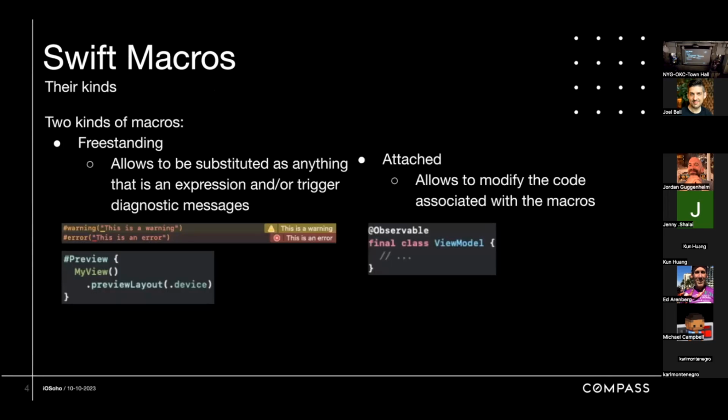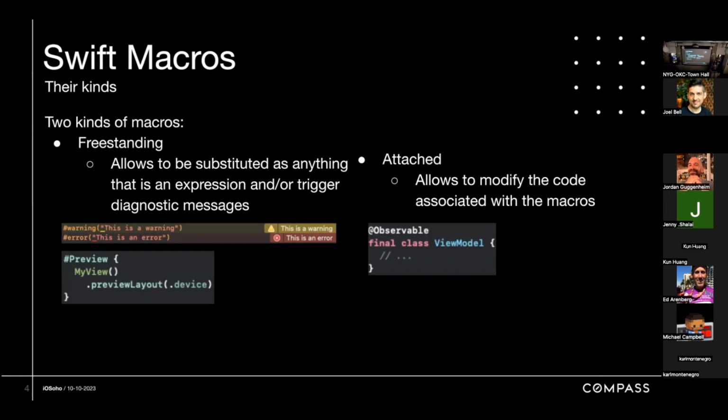So there are two kinds of macros. One is freestanding. Freestanding is like error and warning or previews. They are basically substituted as anything that is an expression, and they can also trigger diagnostic messages. And a macro can also be attached. So it can be attached to a piece of code that you have access to, and you can modify, add to, or do anything you can think of in that case.